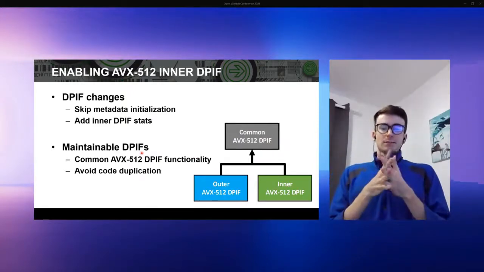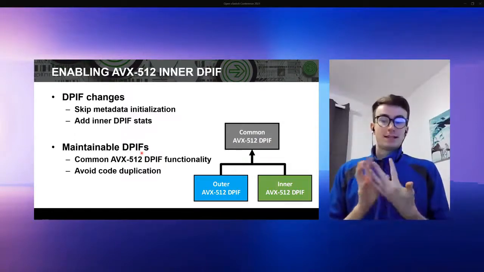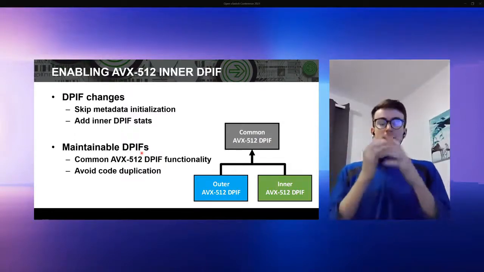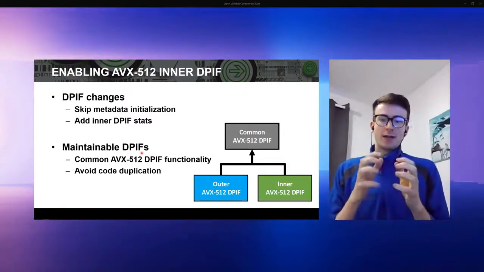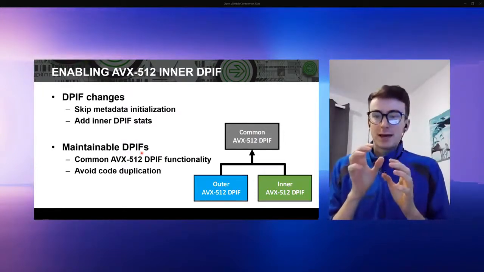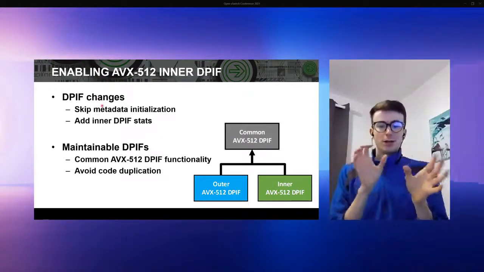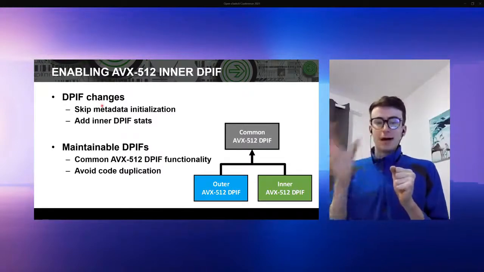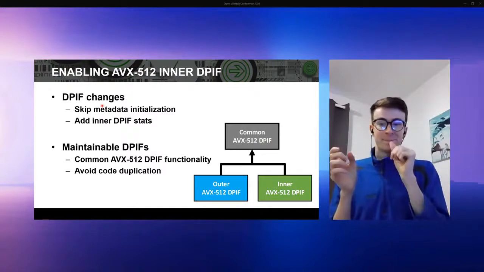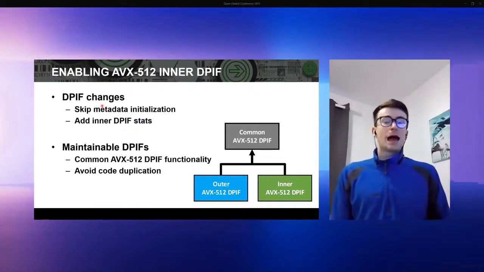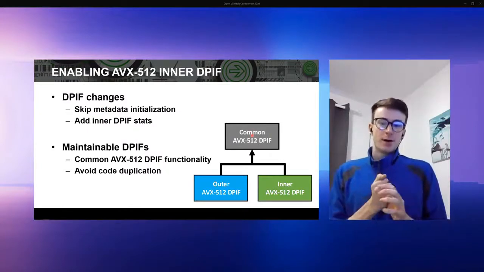So this means, in order to do this in a maintainable way, we actually use a common AVX512 DPIF function. And so we add support for these extra changes that you can see at the top of this slide, and they end up being extra branches about, do we have an outer packet or an inner packet? Is it recirculated or not? And when we have a common AVX512 DPIF function, it avoids code duplication.